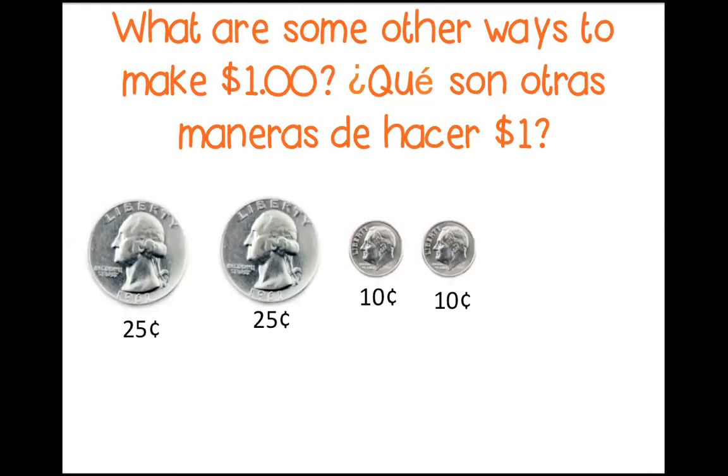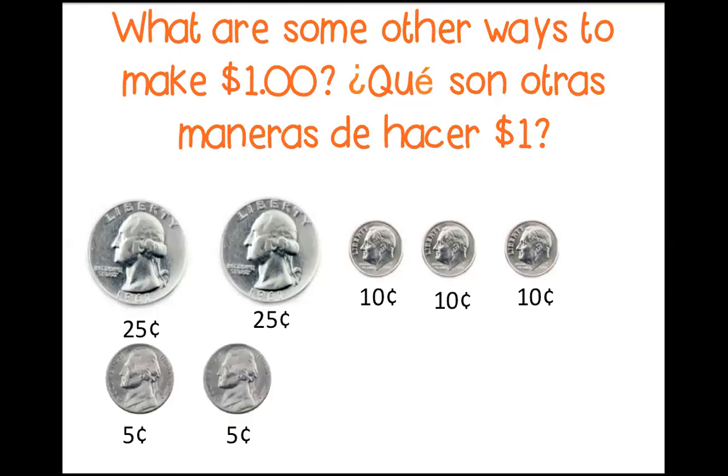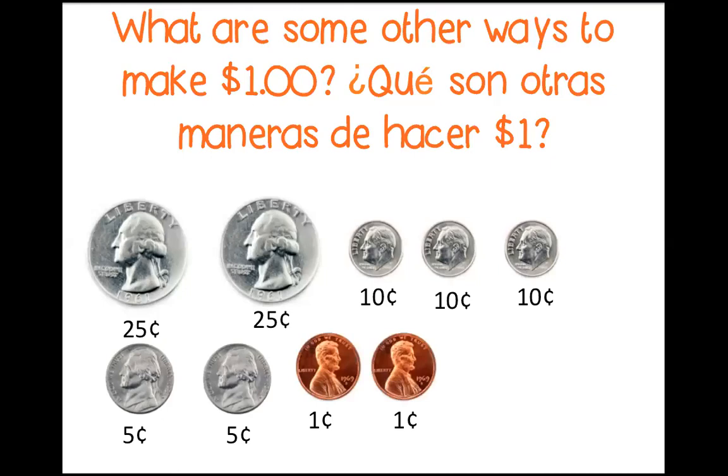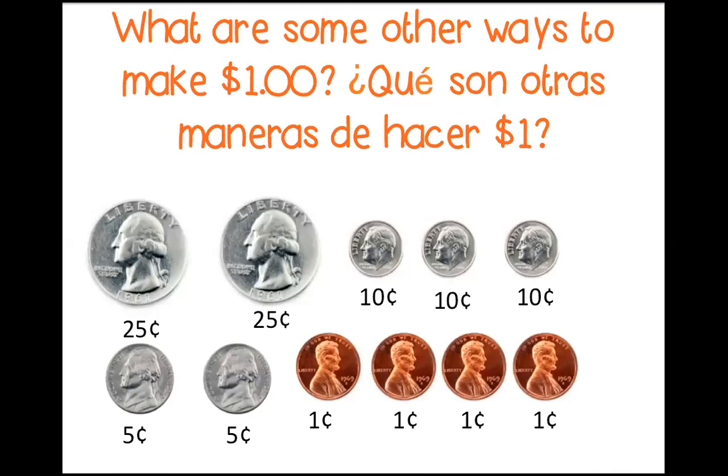Let's see how much I have so far. I have 25 and 25, which makes 50. Plus 10 more is 60. Plus 10 more is 70. Am I at $1 yet? Not yet. 80, 85, 90, 91, 92, 93, 94, 95.